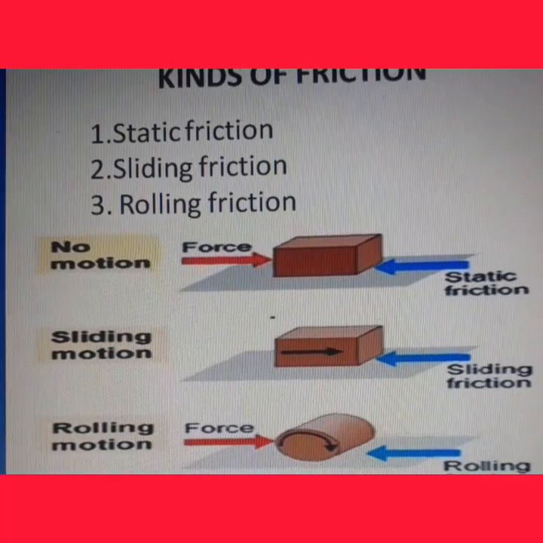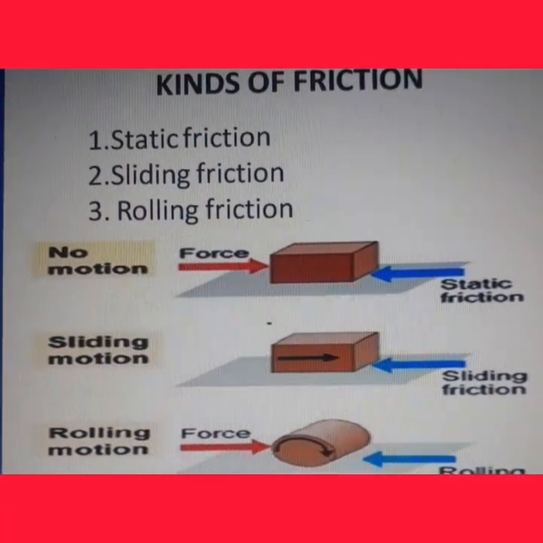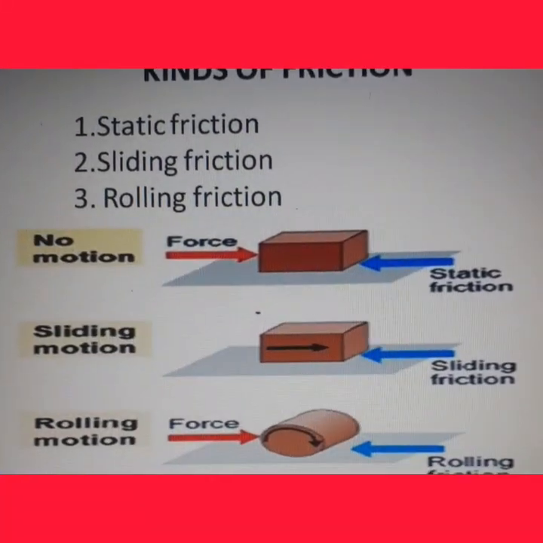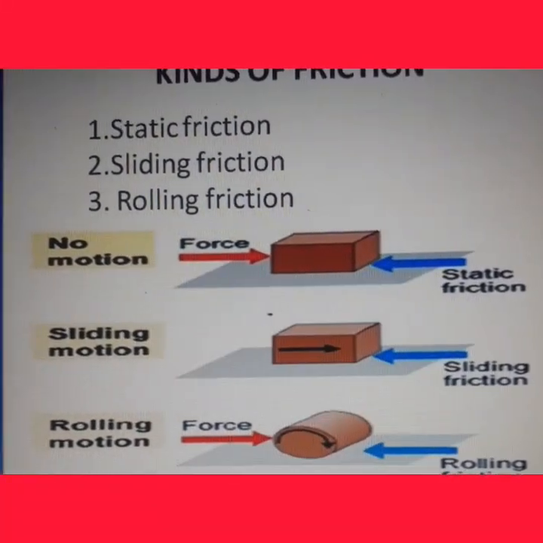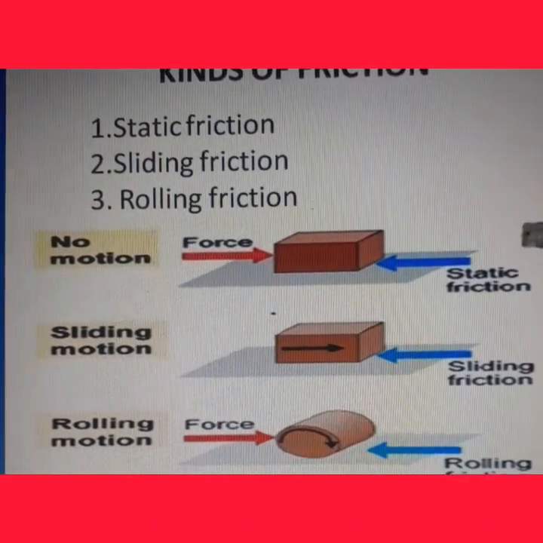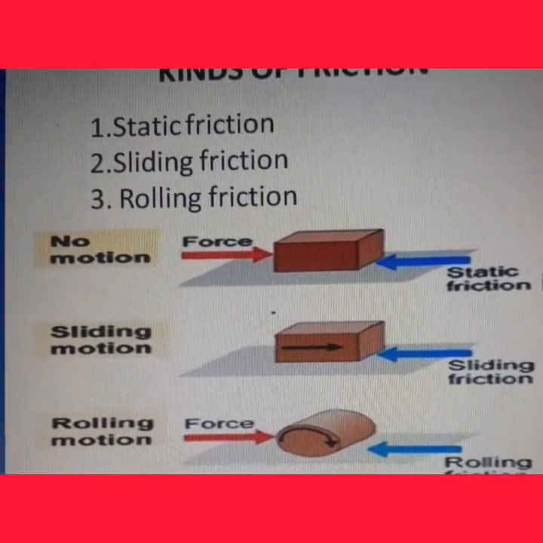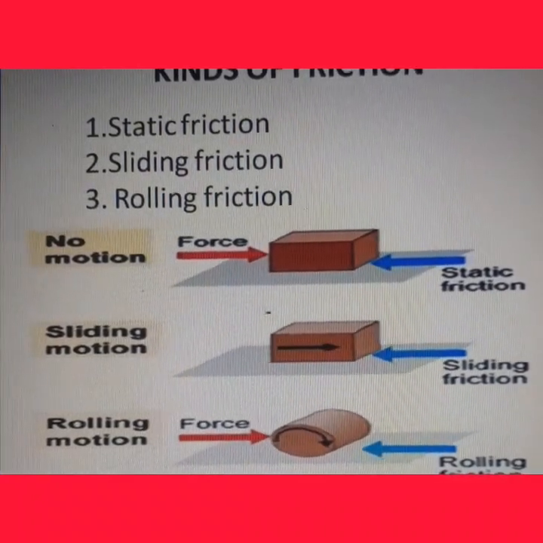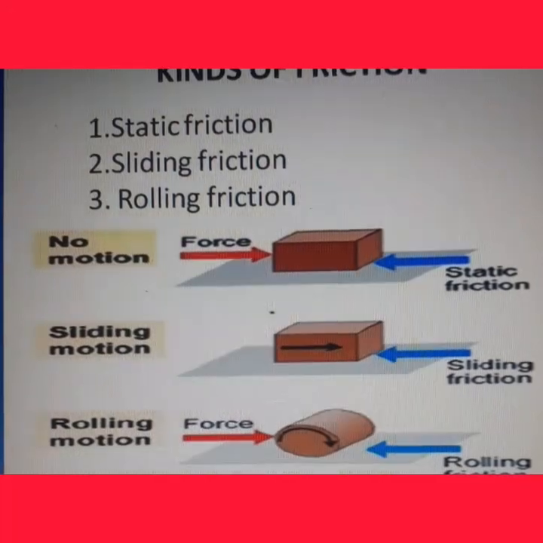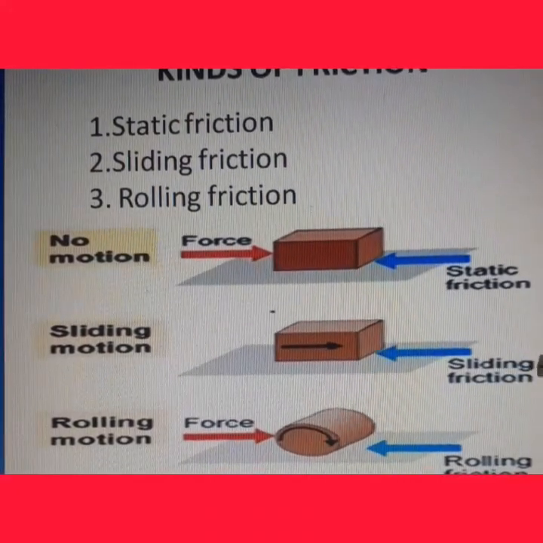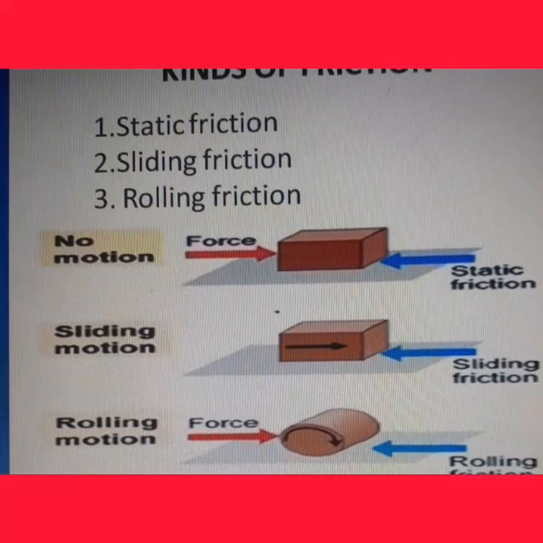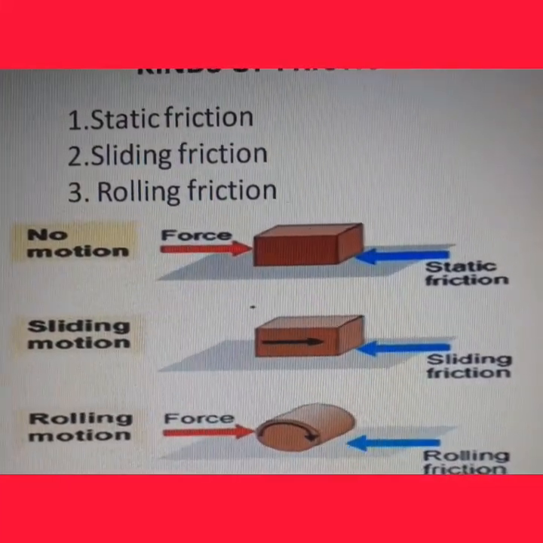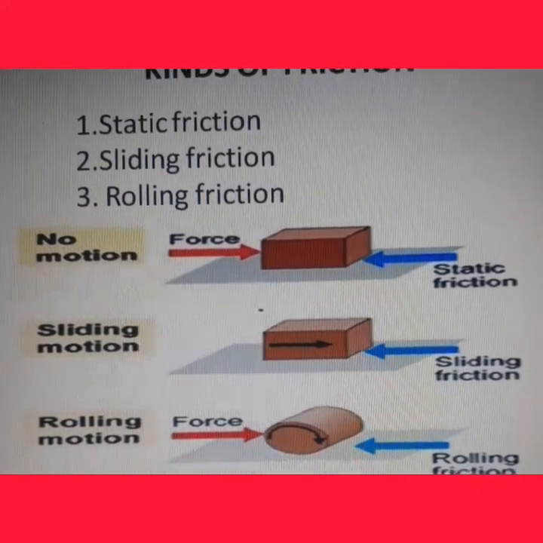There are three kinds of friction: static friction, sliding friction, and rolling friction. Static friction is the friction where there is no movement or no motion. Sliding friction is the friction in which the object is sliding in a motion, whereas rolling friction is the friction in which the object is rolling. We are going to study about it one by one.